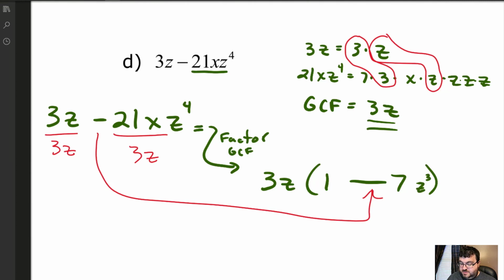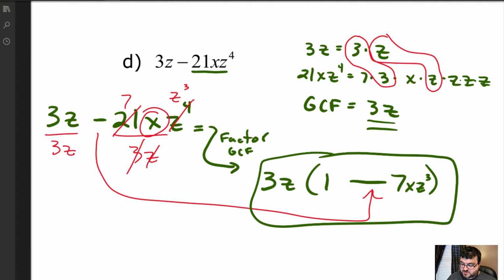But what else am I going to have? Well, I'm also going to have an x, because there were no x's that canceled out. So if you look back over here, 3 and 21 cancel, making 7. Z and z to the fourth cancel, so it gives you z cubed, but there's still an x hanging around. So your final answer for this problem will look like this right here.